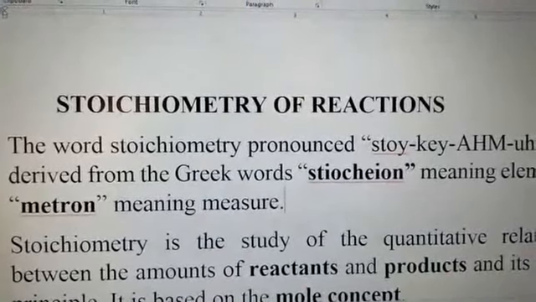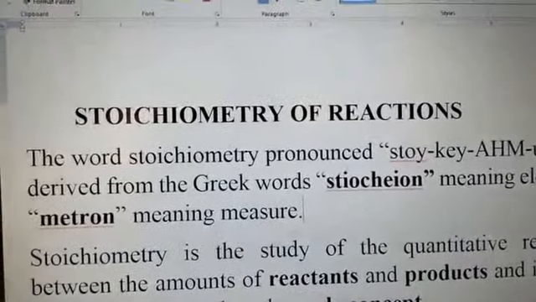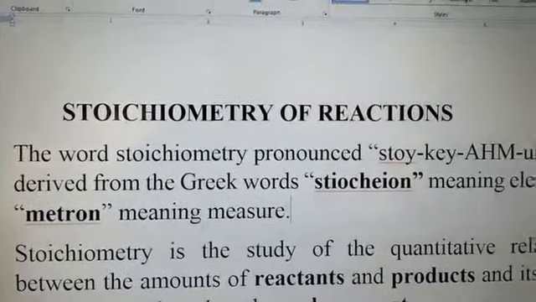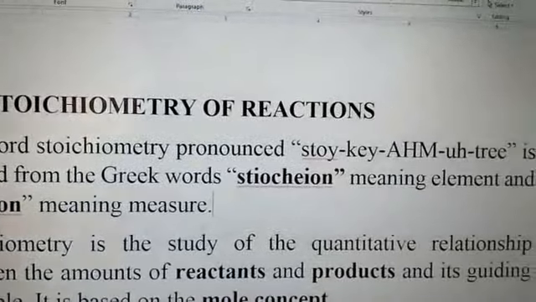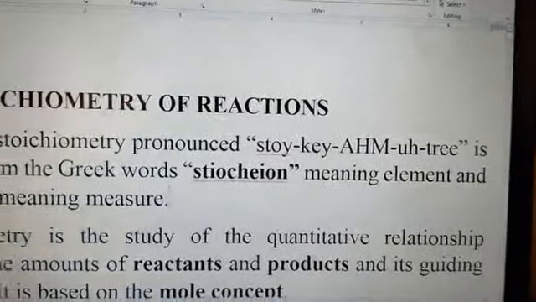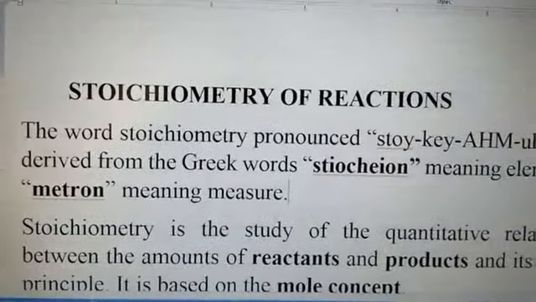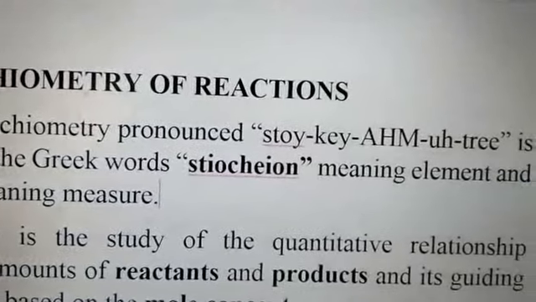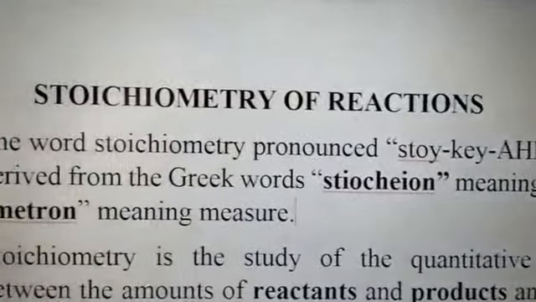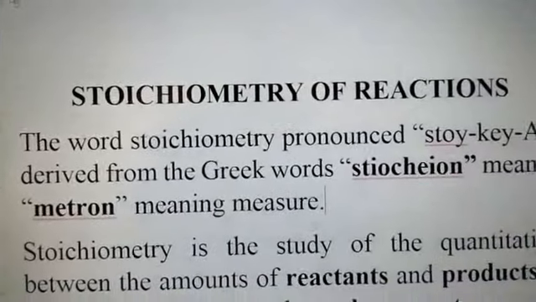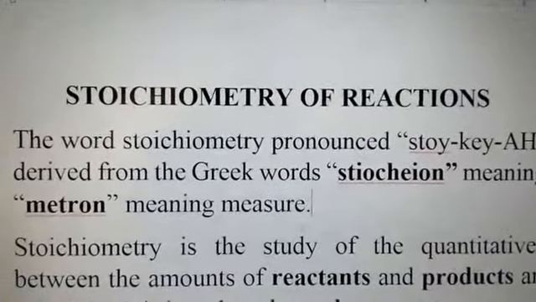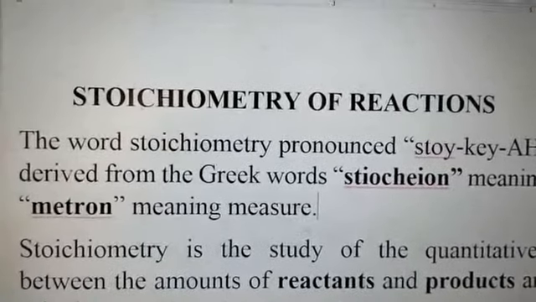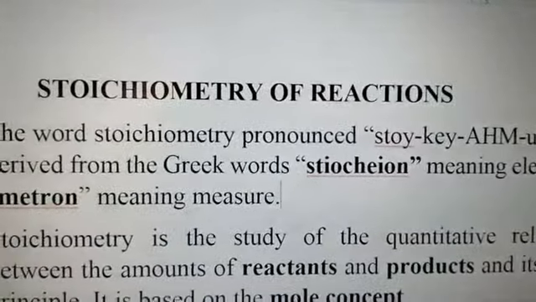So, looking at this topic, the word stoichiometry is derived from the Greek word stoichion. Stoichion meaning element, and metron meaning measure. So that word comes from two Greek words, stoichion and metron, meaning element and measure.